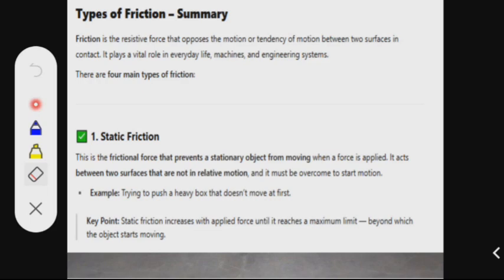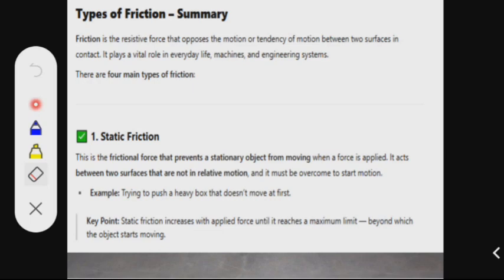So the only time that this object can move is when we can overcome this static friction. So I think the force required to move this object is 50 newtons. If we push it at 40, the frictional force would also be 40. As the applied force is increasing, so is the frictional force, until it reaches its maximum value and you overcome it. That's when the object will start moving.